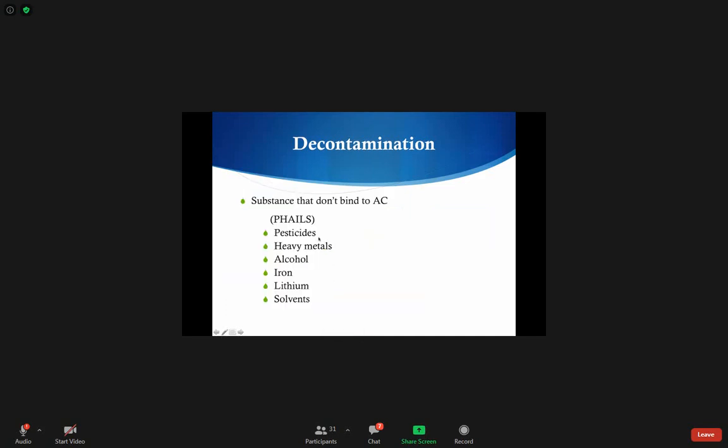These are drugs that don't bind to activated charcoal. Pesticides, because they're usually liquids, they get absorbed fast. So that's dangerous to give them activated charcoal also. Heavy metals, we talked about this. Alcohols, rapidly absorbed, do not bind and cause altered mental status. Iron is a metal. Lithium is a metal, and iron too. So it's not going to bind to activated charcoal. Solvents are stuff that can cause aspiration pneumonia and are usually rapidly absorbed. So you should not give activated charcoal.